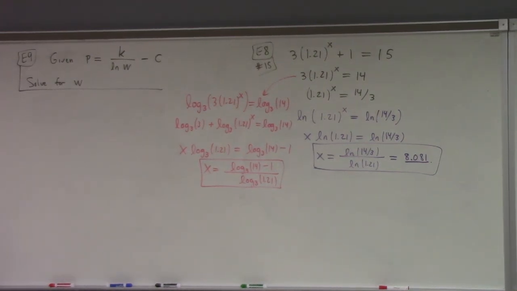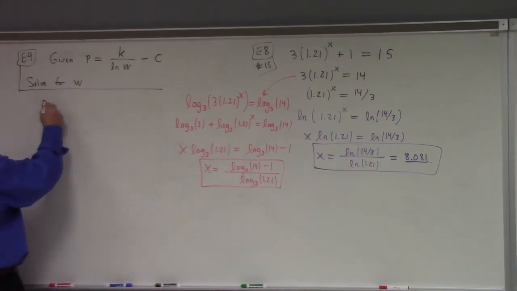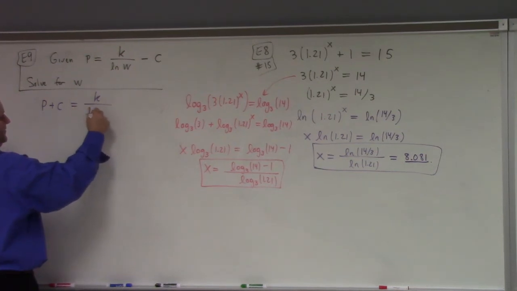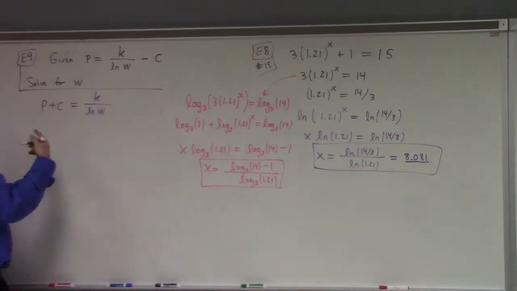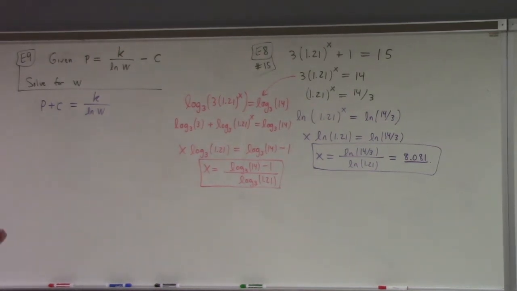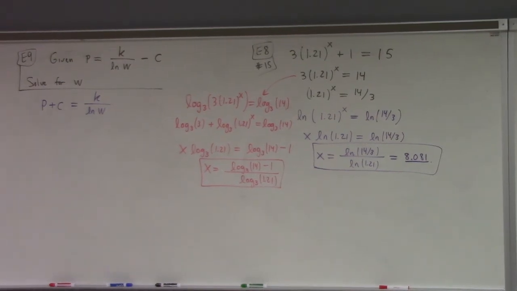How do you solve for W? What do you think we should do? I'll do the easy thing. Add C to both sides, right? Yeah, add C. So P plus C is equal to K over the natural log of W. So the answer here is going to be in terms of the P, the C, and the K. These are just variables. They're unknowns. We're not given their values. The answer is going to involve the constants P and K and C, all right?